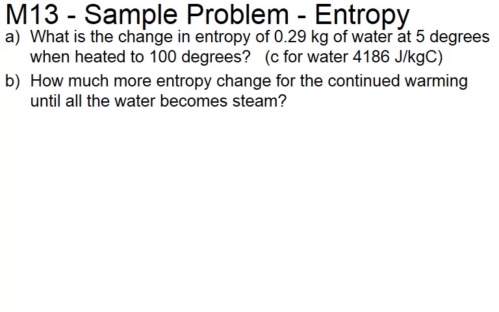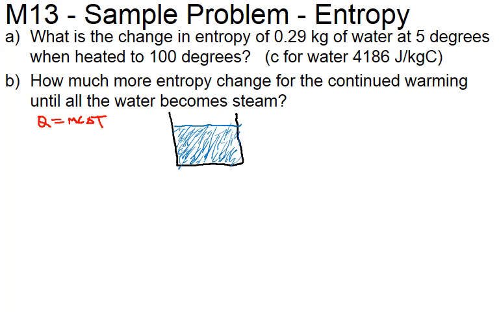All right, so this is M13. What is the change in entropy of 0.29 kilograms of water at 5 degrees when heated to 100 degrees? And then part B, how much more entropy change for the continued warming until all the water becomes steam? If you want to pause the clip, it's going from 5 degrees to 100 degrees. Again, you're going to need to have temperature in Kelvin.